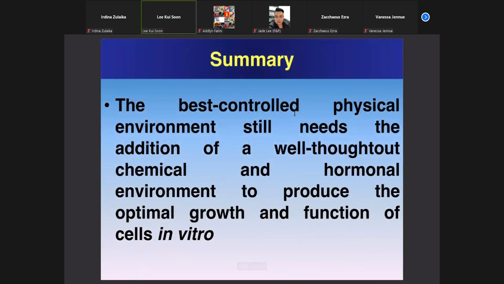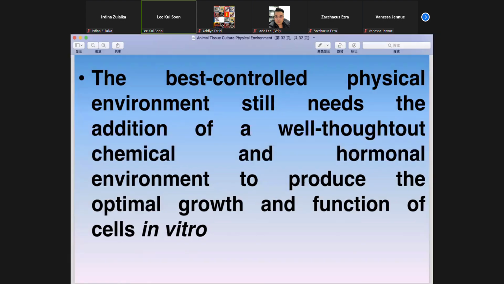And the summary of this unit is that the best controlled physical environment still needs the addition of a well thought out chemical and also hormonal environment to produce the optimal growth and function of the cell in vitro. And I think this is the last slide.